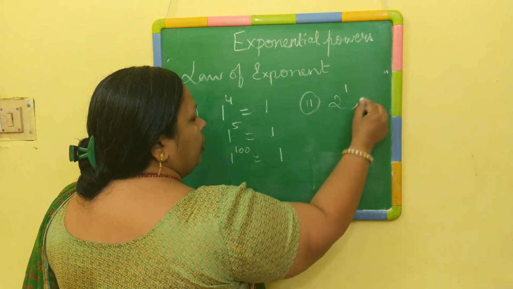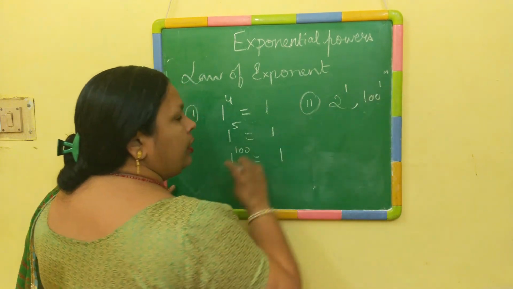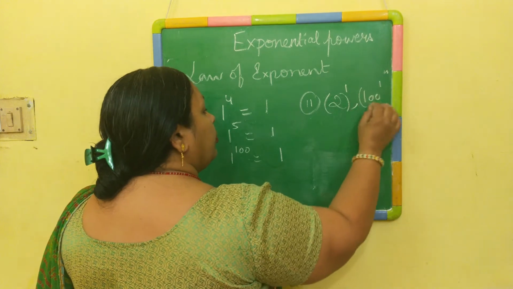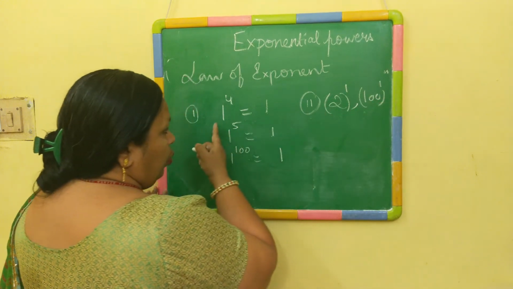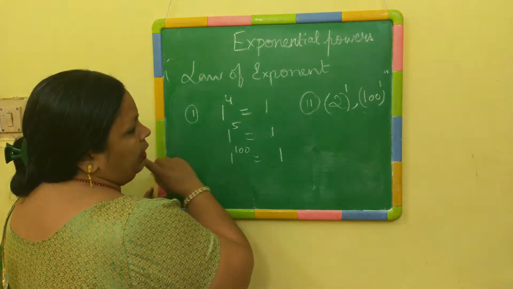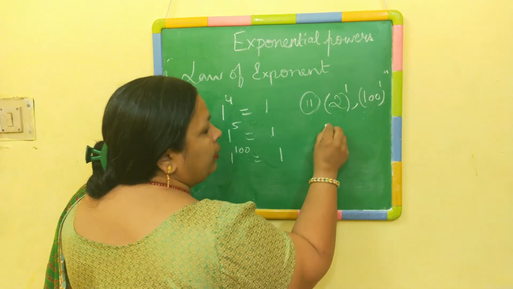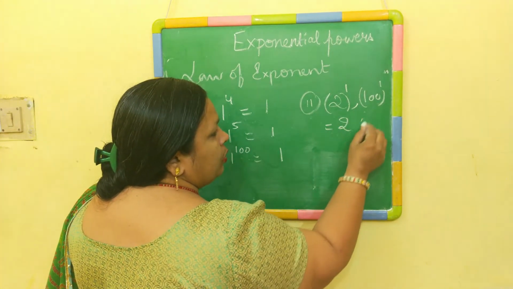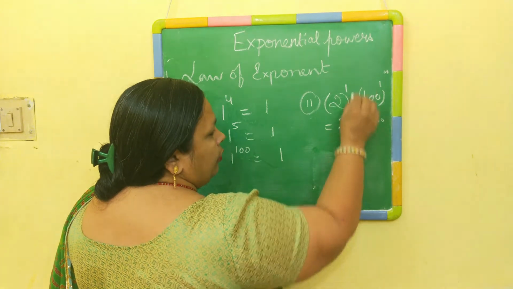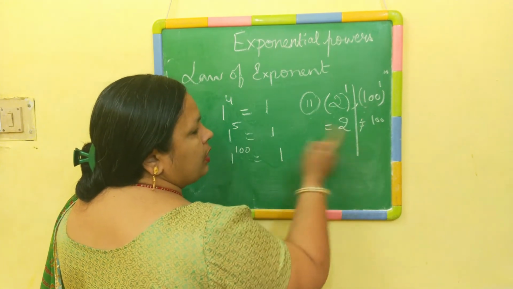2 power 1, or 100 power 1. So if 1 is raised to any power, the answer is 1. If a number is raised to the power 1, the answer is the number itself, 2 or 100. Here it is 2, here it is 100.